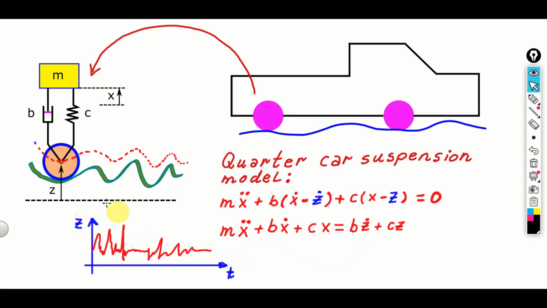In this tutorial, we assume that z as a function of time is completely stochastic. That is, we will explain how to simulate the response of this system when disturbances, or better to say, the road profile is completely random.